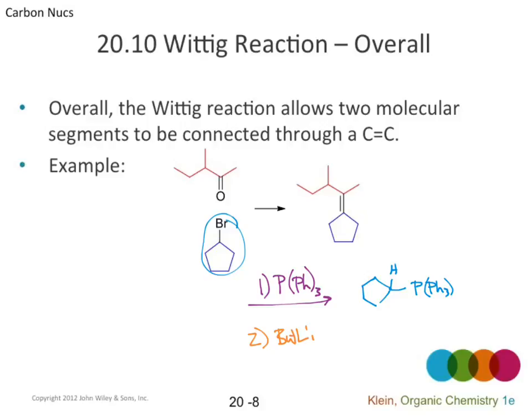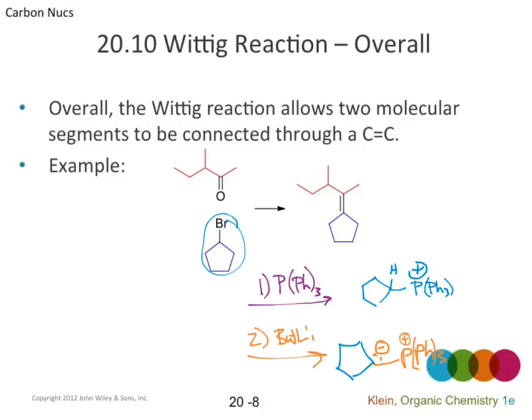We end up with, at that point, I guess I can still attempt to color code this, just horribly. Triphenylphosphine, we have the negative charge on our carbon.